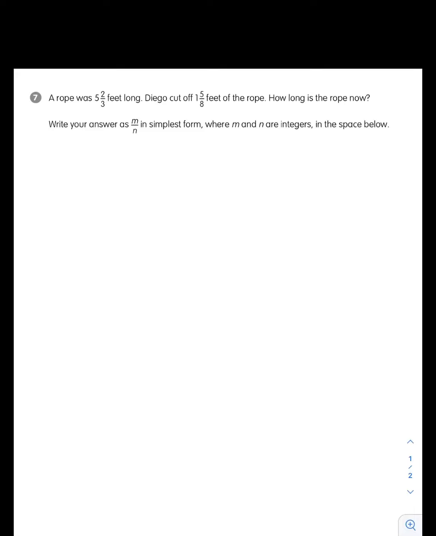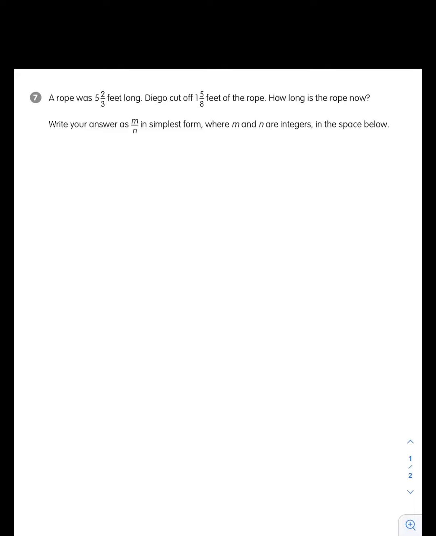Let's do that. A rope was 5 and 2/3 feet long. Okay, so a rope was a certain length. Okay, Diego cut off 1 and 5/8 feet of the rope. Oh, I see. So the rope was a certain length. Diego cut a little bit of it. Okay, how long is the rope now? Oh, I see. We had a rope, Diego cut a bit of it.